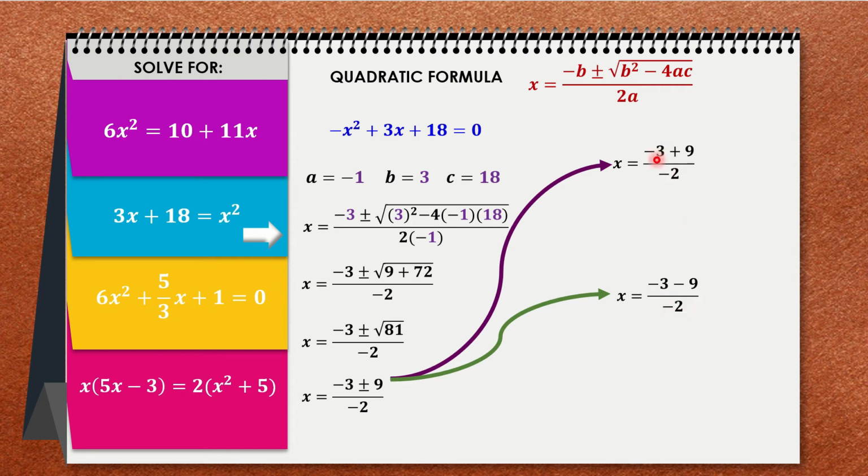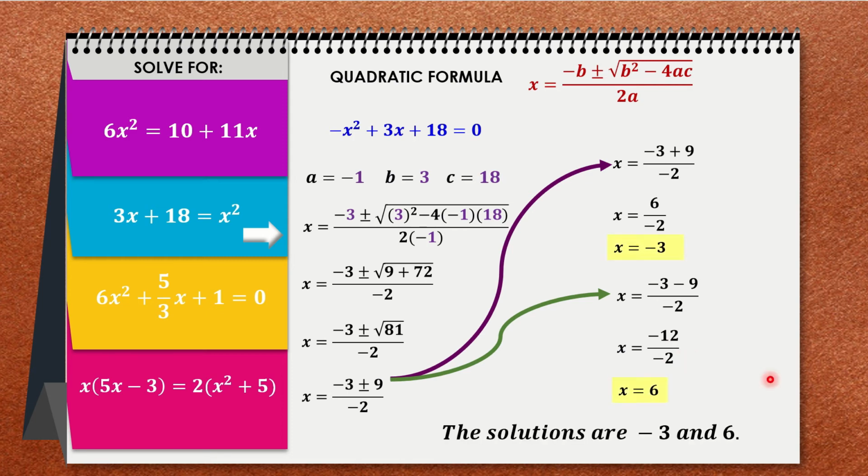So this one. Negative 3 plus 9 is equal to positive 6 over negative 2. And 6 over negative 2 is equal to negative 3. Next, negative 3 minus 9 is equal to, yes, negative 12 over negative 2. And negative 12 over negative 2 is equal to positive 6. Therefore, the solutions are negative 3 and positive 6.